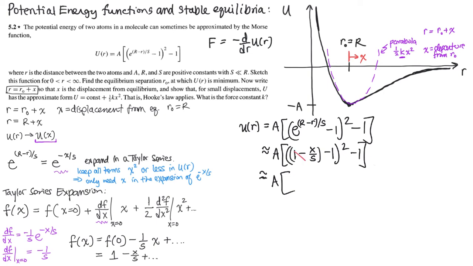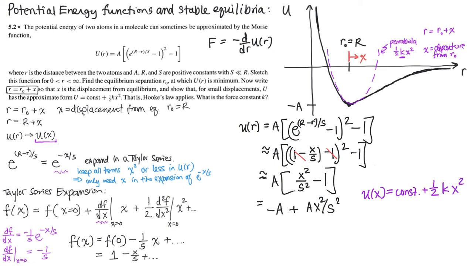So the minus 1's in the parentheses will cancel. We're squaring minus x over s, so that gives us plus x squared over s squared. We still have that minus 1 out front. So this ends up being minus a plus a x squared over s squared. And remember, our goal is to write this as u of x equals some constant plus 1/2 kx squared, where k is our effective spring constant of this parabola.